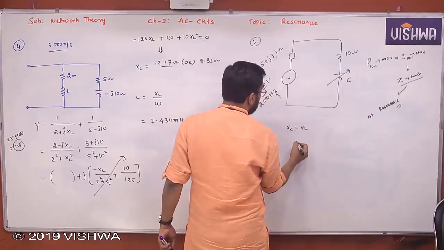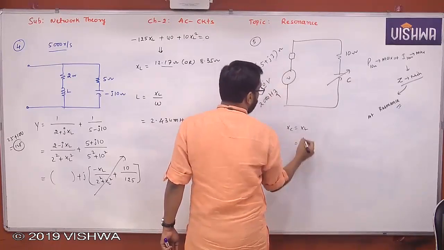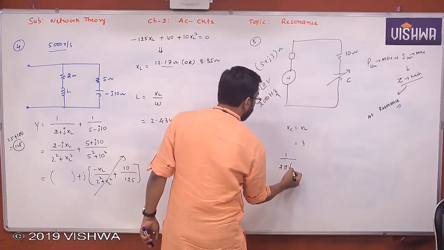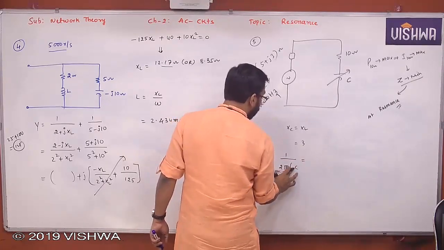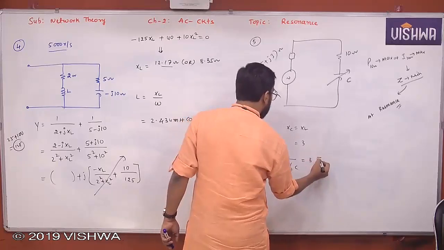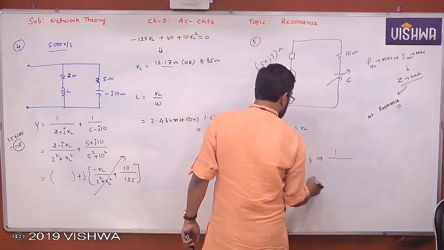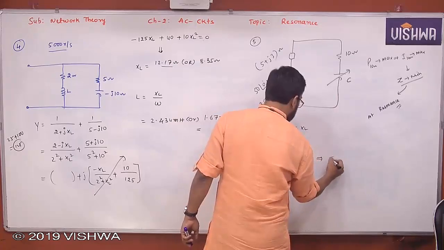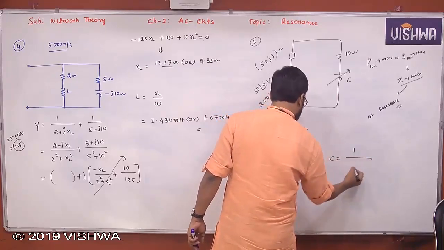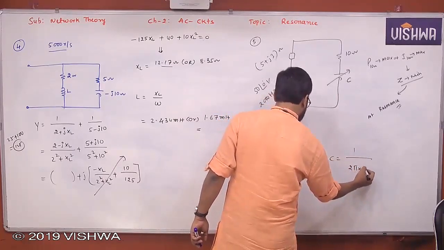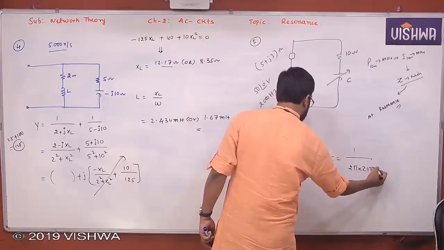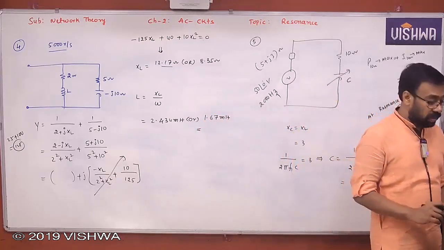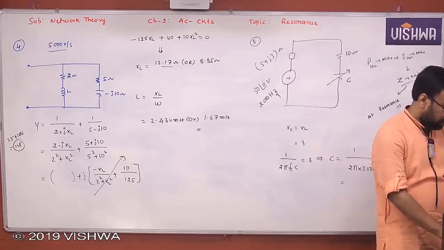So what is XL now? Tell me. 3 ohm, right? So 3 ohm, 1 by 2 pi fC is equal to 3. And from this, you have to find the C value. C is equal to 1 by 2 pi into 2000 hertz into 3. Understand all of you? Okay. So this is how you have to solve the problem.